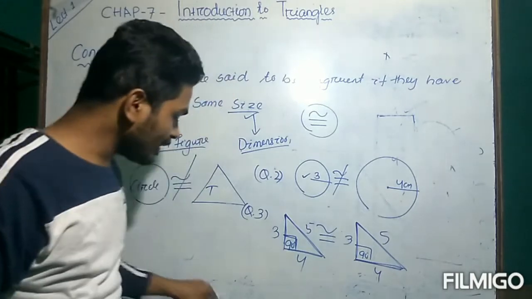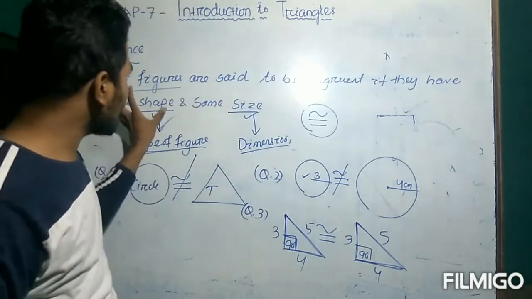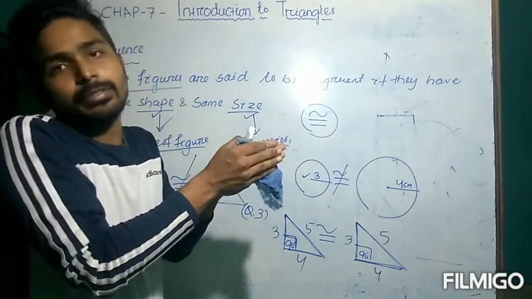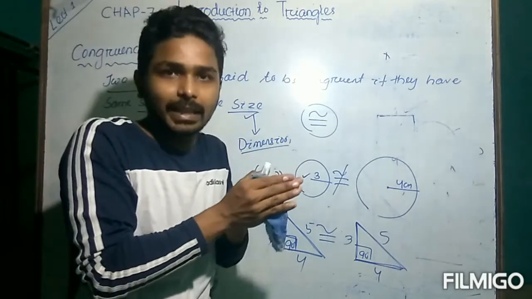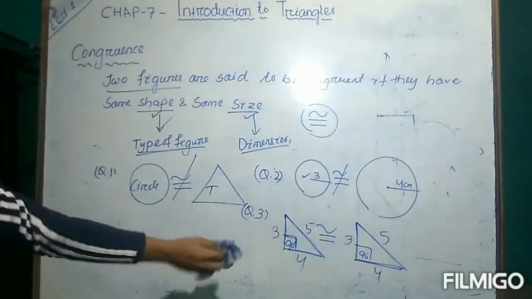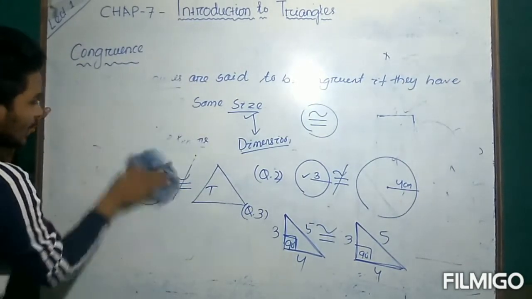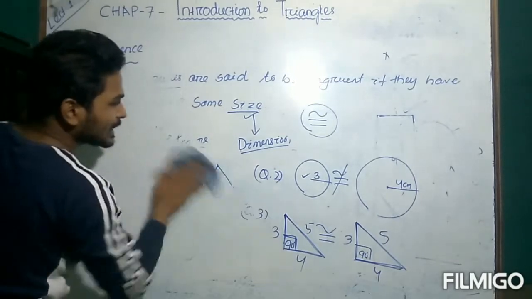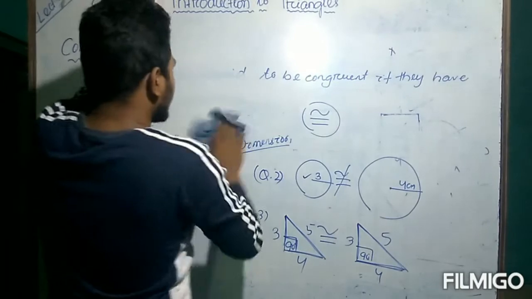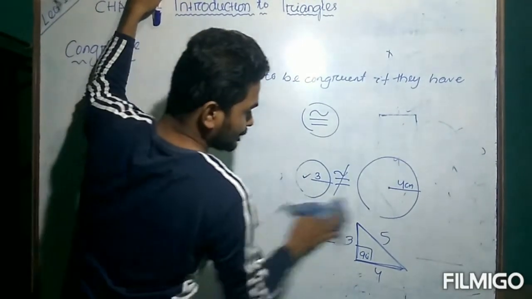Okay? So, in order to find congruency, you can use any procedure. Either you can see their shape and size, or you can put one figure over another figure. But this is not mathematically proven, but you can prove it. Okay? So, next we will discuss congruency of triangle. Okay? So, next thing is congruency of triangle.